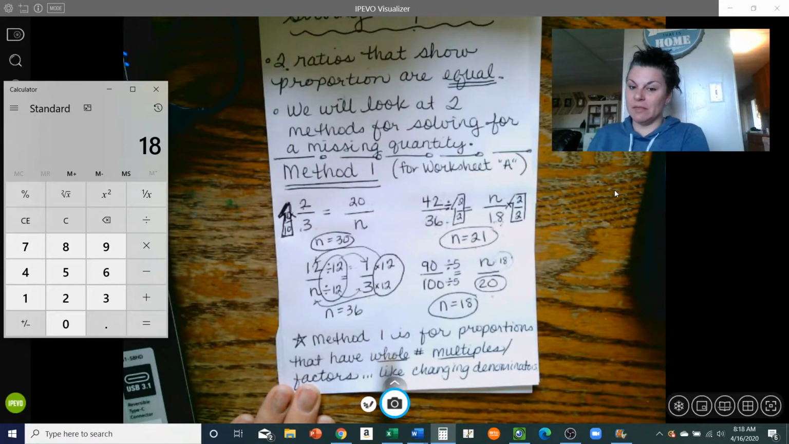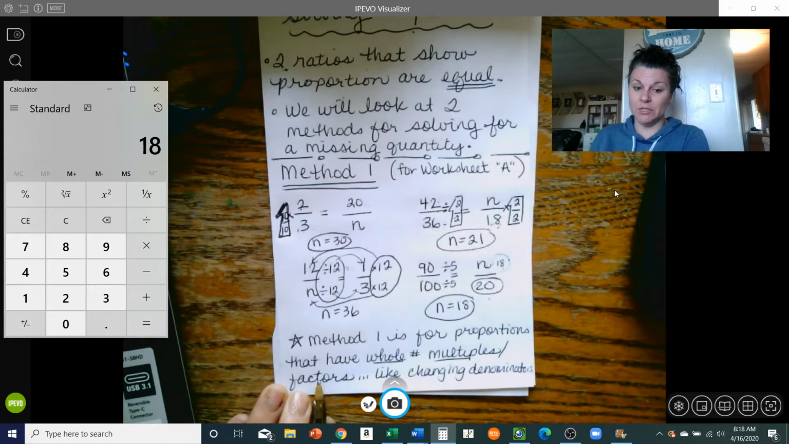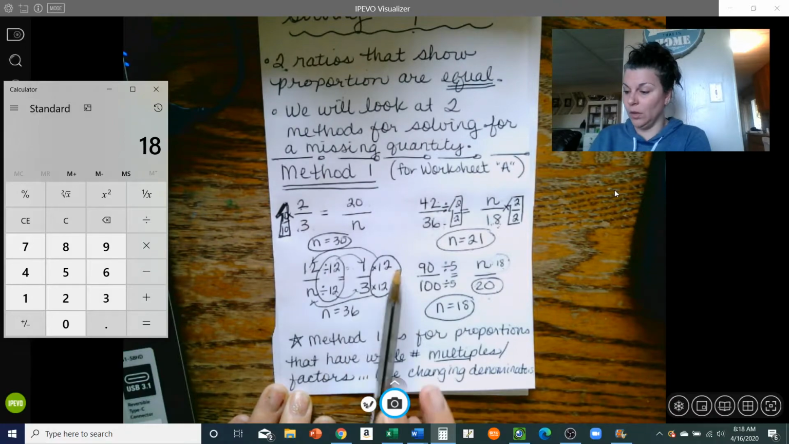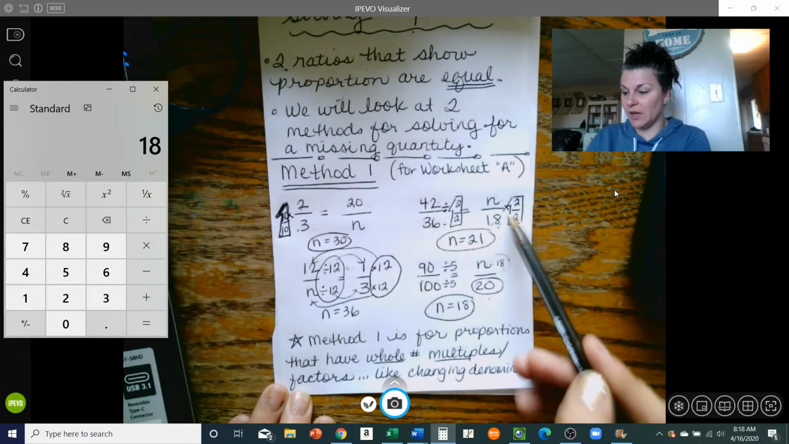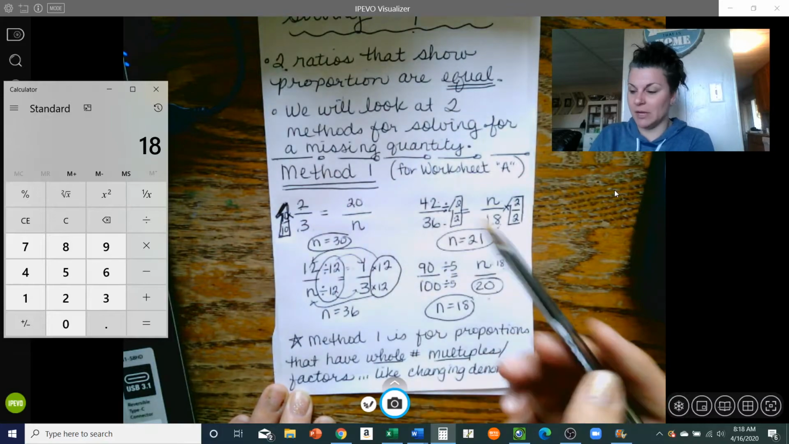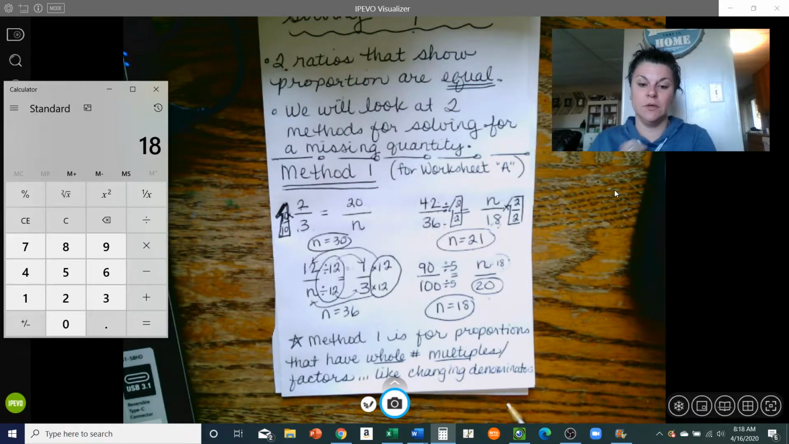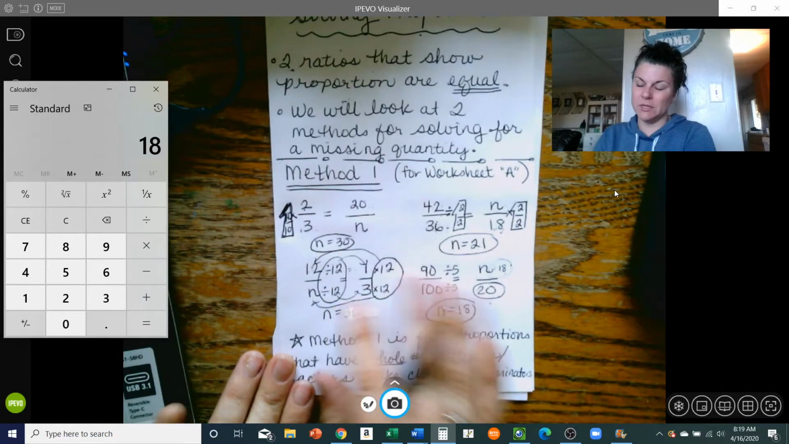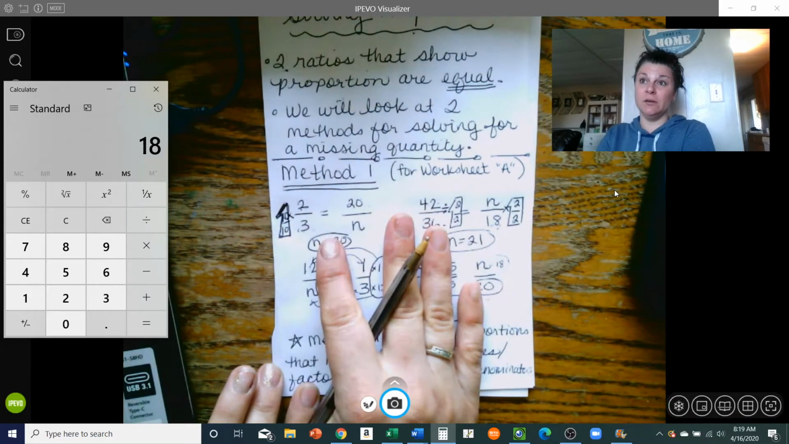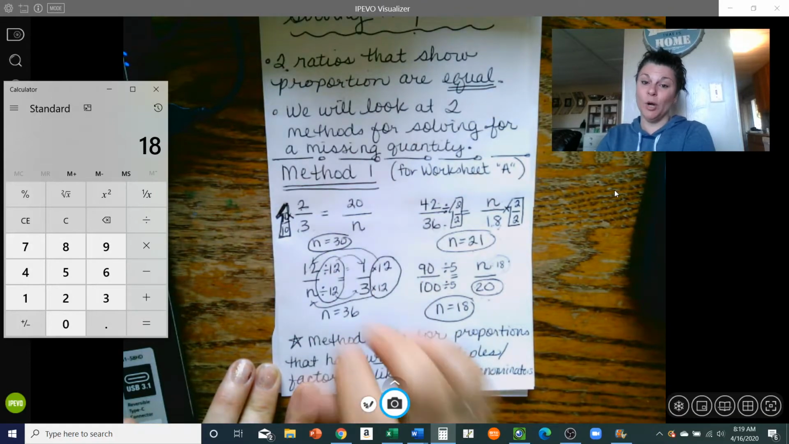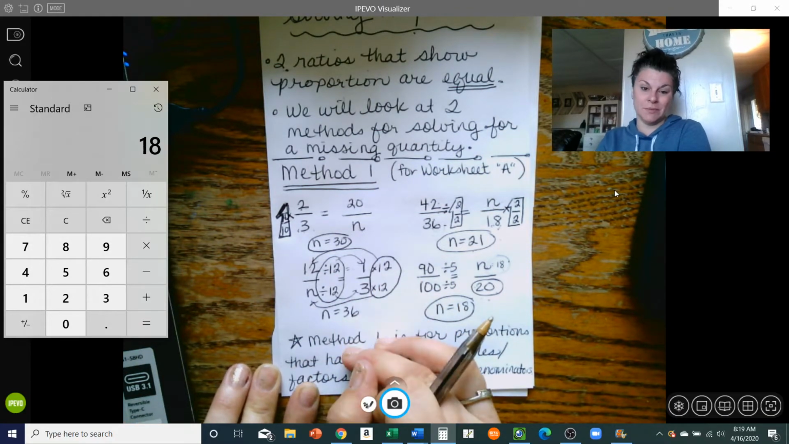Hopefully you've noticed here that method 1 is for proportions that have a whole number being multiplied or divided. Okay? Whole numbers. Times 2, divided by 2. Times 10 or divided by 10. Times 12. Times 5, divided by 5. Whole numbers. Okay? Just like when we change a denominator. We don't change the denominator like, I'm going to multiply both of them by 1.5. We don't do that. So whole numbers. And that's why method 1 is good for that, but it's not perfect because it's not always the easiest way to do it.